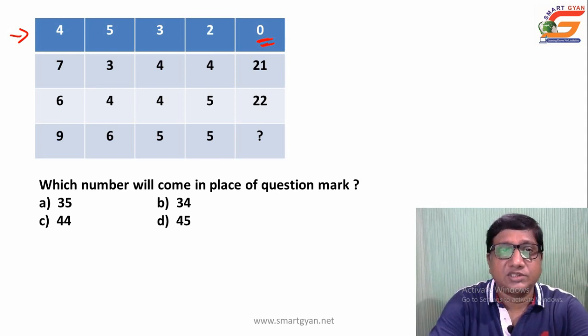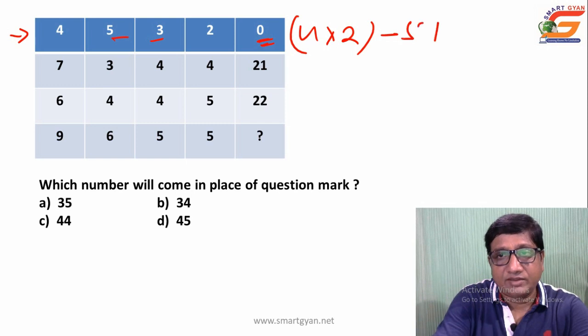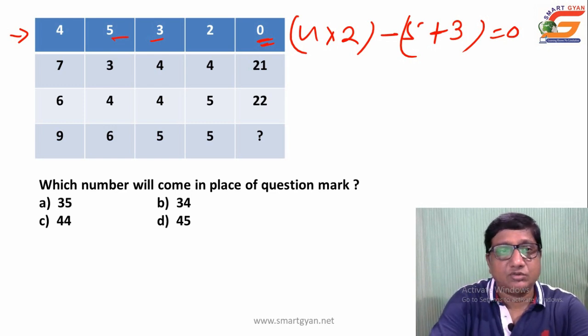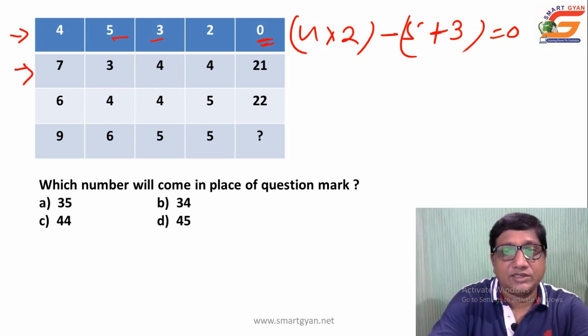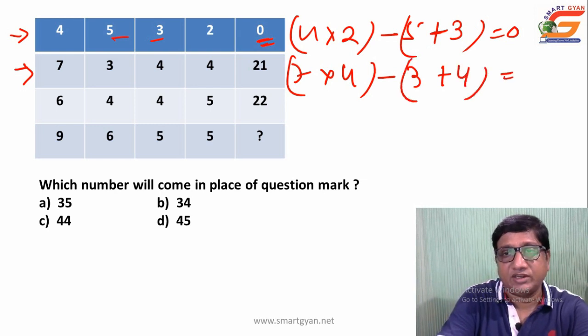Then what is the other possibility? 4 into 2, 8, then 5 plus 3. If you add these two, 5 plus 3, 8. So how to proceed? 4 into 2 minus 5 plus 3, 8, is equal to 0. Yes, this is the operation of the first row. Then coming to the second row, 7 into 4, that is 28, minus 3 plus 4, that is 7. 28 minus 7 is equal to 21.